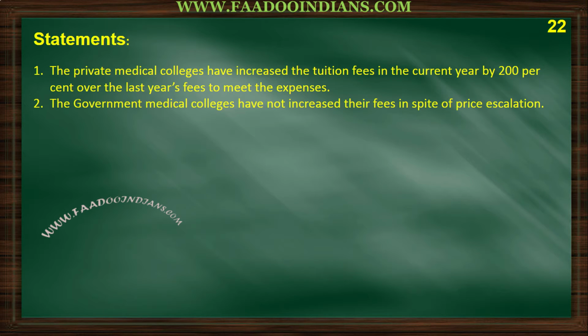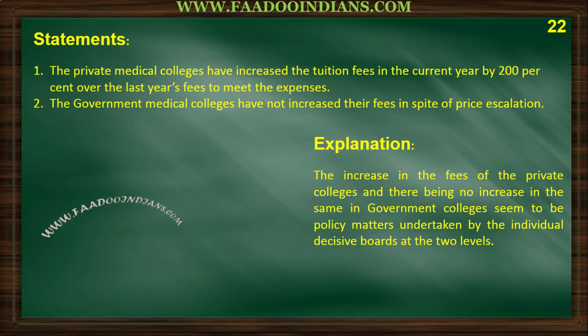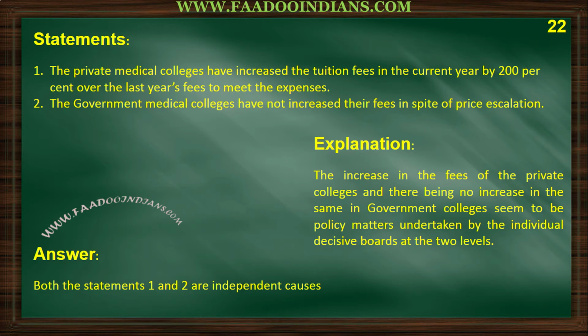The private medical colleges have increased the tuition fees in the current year by 200% over the last year's fees to meet the expenses. The government medical colleges have not increased their fees in spite of price escalations. Both the things are true in their own respects. There is no linkage in between. The increase in the fees of the private colleges and there being no increase in the same in the government colleges seems to be policy matters undertaken by the individual decisive boards at the two levels. Therefore, both the statements 1 and 2 are independent causes.